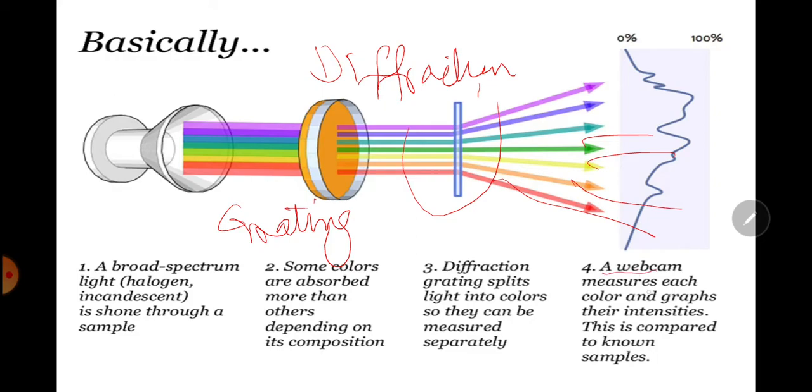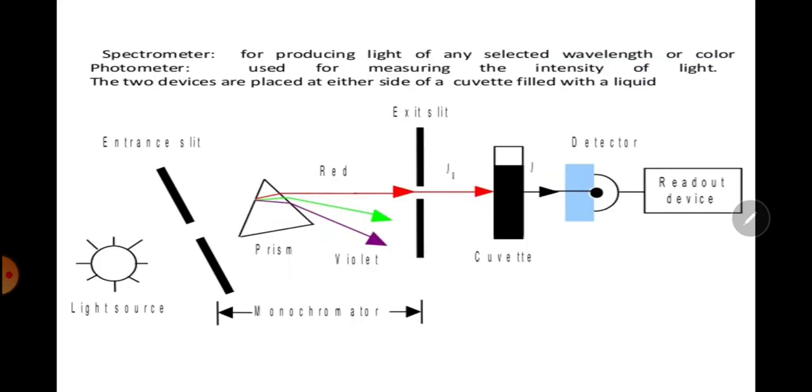A webcam measures each color and graphs their intensities. This is compared to a known sample. Now, a spectrometer is used for producing light of any selected wavelength, and a color photometer is used for measuring the intensity of light. The two devices are placed on either side of a liquid or anything.